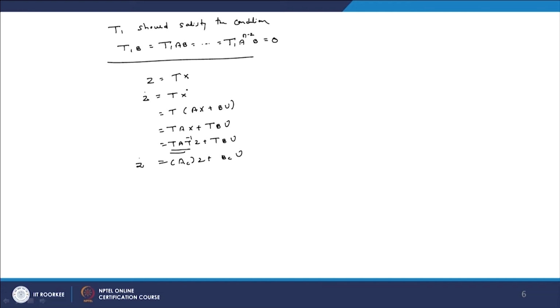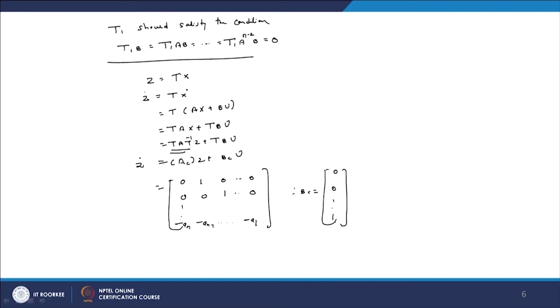So, this is z dot, and this should be of the form 0 1 0 0 0 0 1 0, and this pattern repeated, with the last row minus an, minus a(n minus 1), up to minus a1, and Bc as 0 0 1. So now here we will find that this is Bc, this is 0 0 1, and we have T into B.